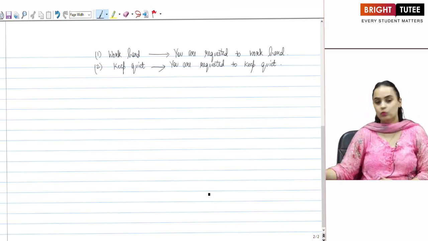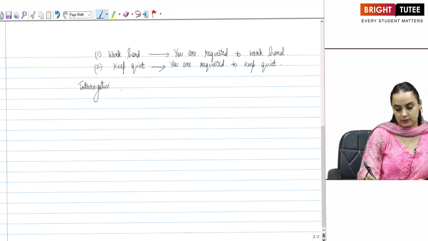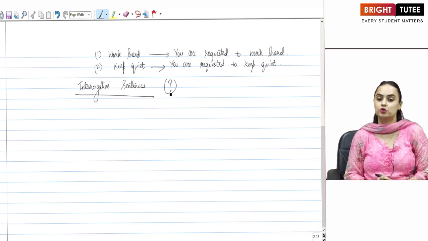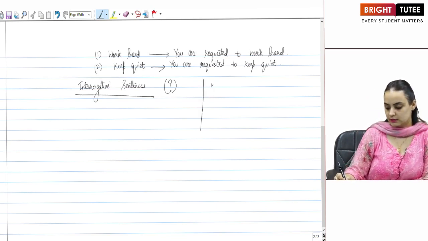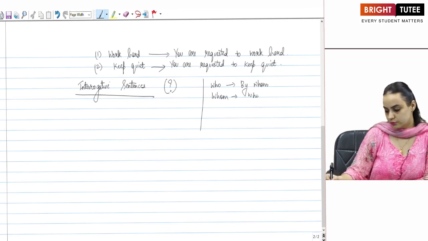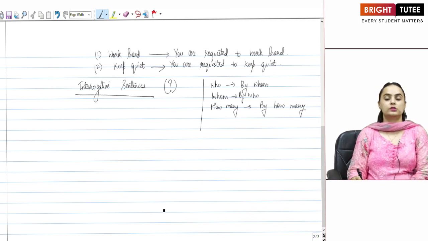Next and the last, we move on to changing the interrogative sentences. Now, what do we mean by interrogative sentences? Those sentences which have a question mark at the end, which ask a question from somebody. For example, now how do we change these? Who changes to by whom? And whom changes to who? How many changes to by how many? So we have to add by before the question word.